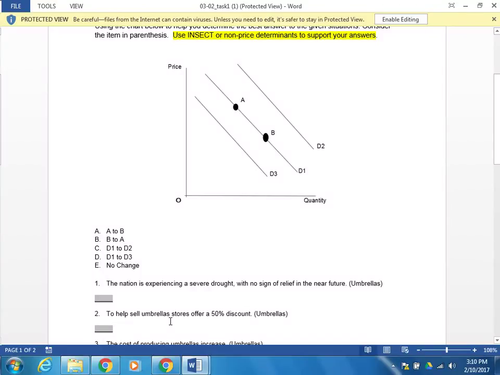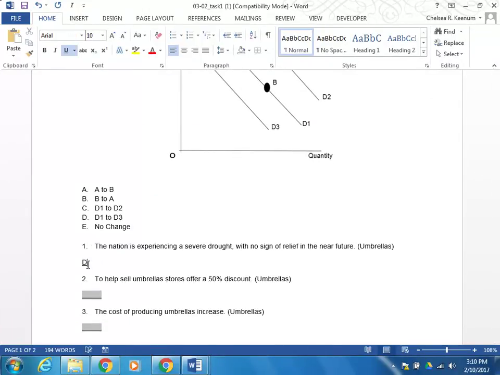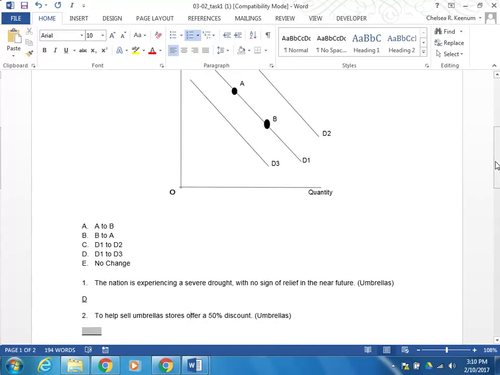Okay, to help sell umbrellas, stores offer a 50% discount. I'm going to write that answer in so you'll just know. So what happens to umbrellas? That's where your price decreases, so it's going to be letter A. Your price goes from A to B. They're half off now. It doesn't change the demand for umbrellas. It doesn't make people want them more just because they're half off. All it does is change the price of umbrellas. So now they're cheaper.